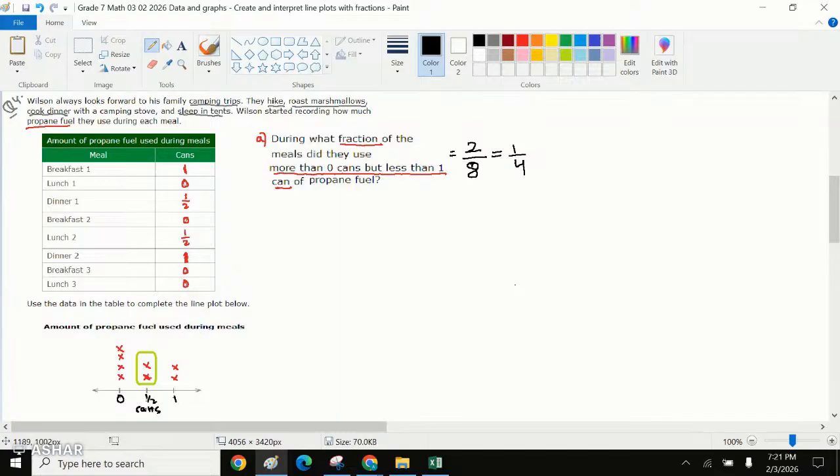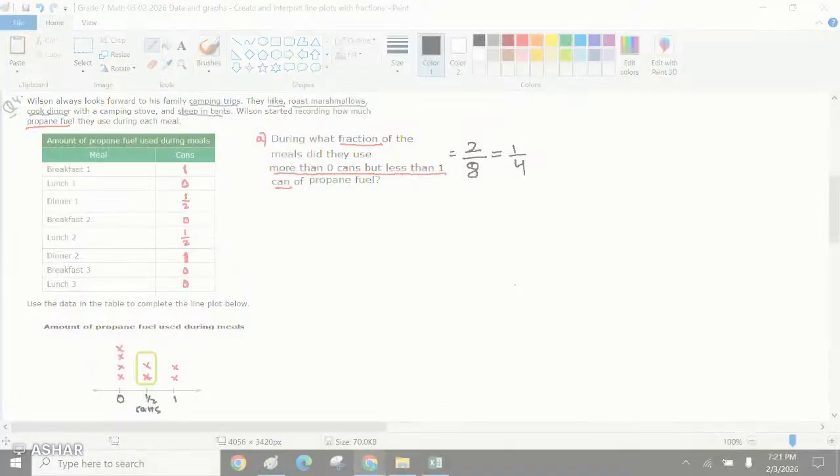So what we can say is that the number of cans which had more than 0 cans but less than 1 can was, there were only 2 cans which were half used, right? So 2 out of 8 were used, which can be simplified to a fraction that is 1 upon 4. Okay. 2 upon 8 can be simplified to 1 upon 4. Let's see what else we can do for this question.